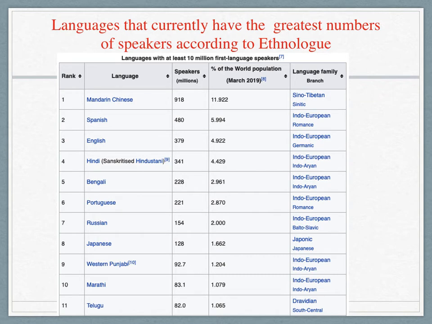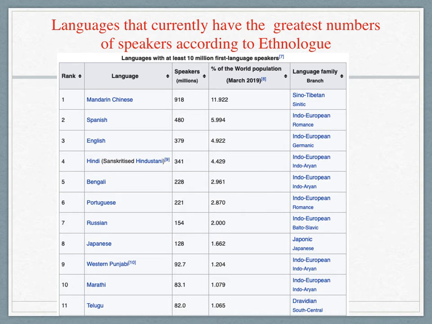I want to show you a list from a wonderful source called ethnologue.com, which has a lot of good, firm census counts from many different groups, cultures. And so what I have on this slide and the next slide are the 25 top languages in the world today according to numbers of speakers. And this may surprise you.